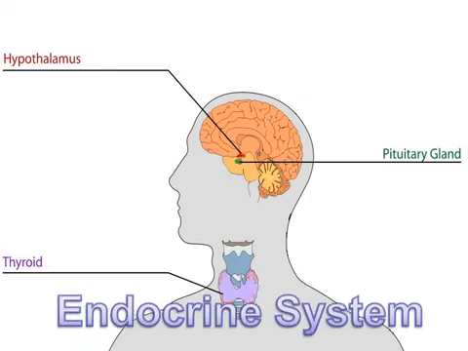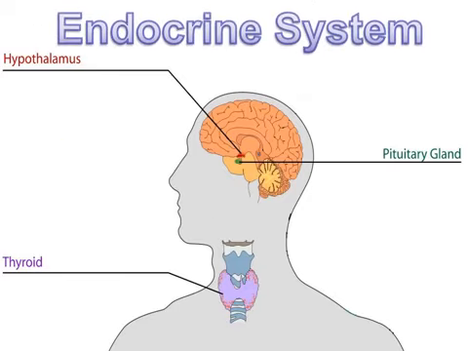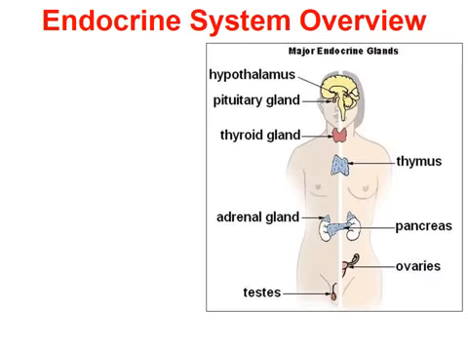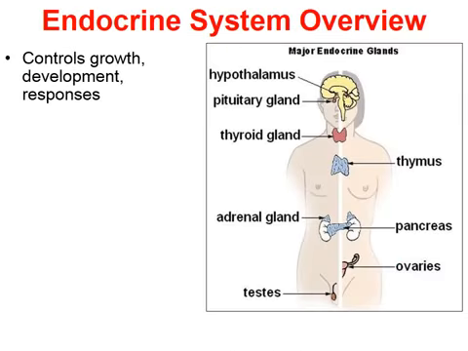Okay, so in this presentation, we're going to go over the endocrine system. It's the body system and the organs that are responsible for releasing hormones. Let's go ahead and get started. As I start out on the endocrine system, for now I can just say that it helps to control growth, helps control our development, and our ability to respond to the environment.